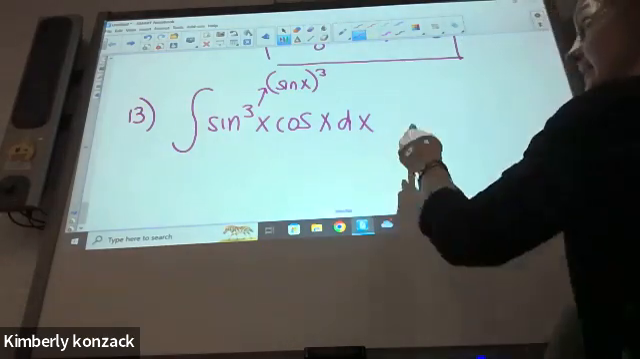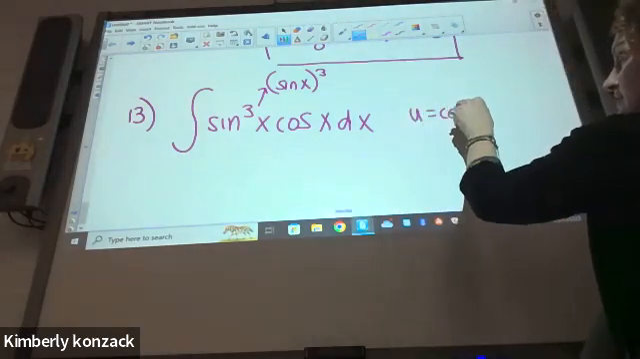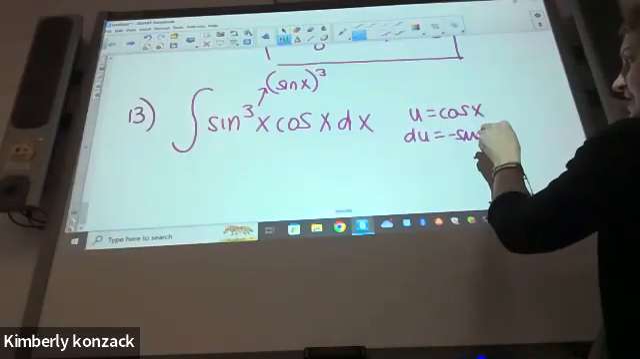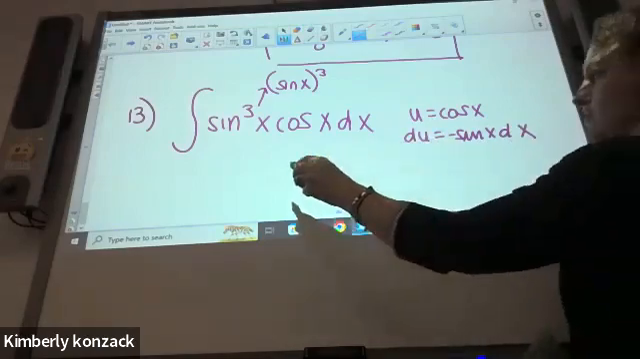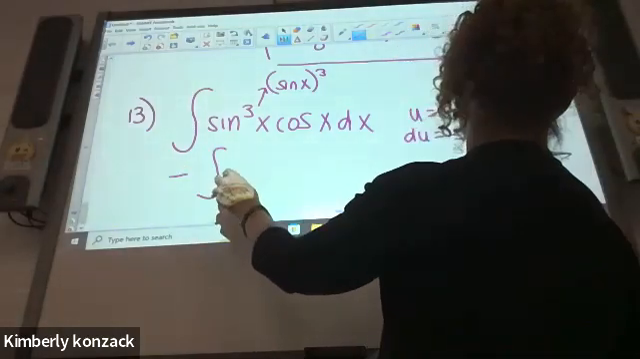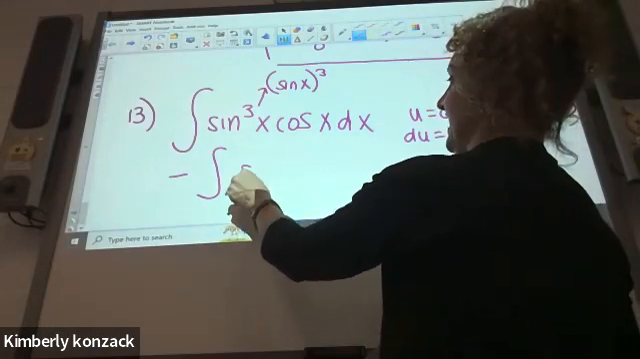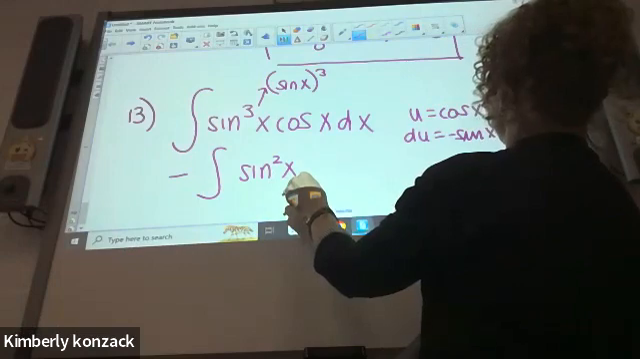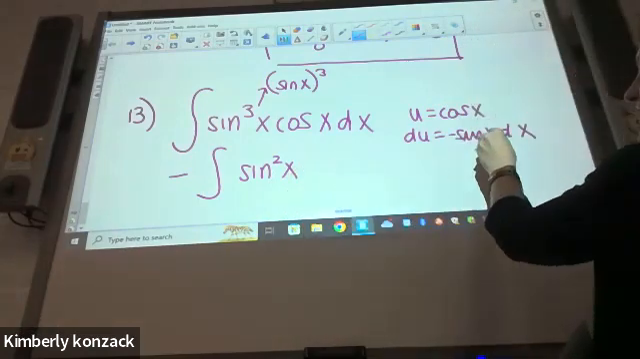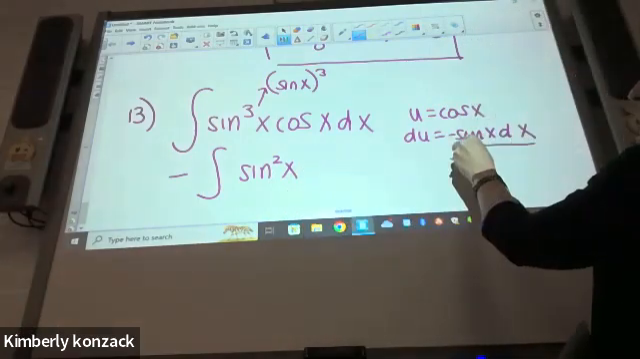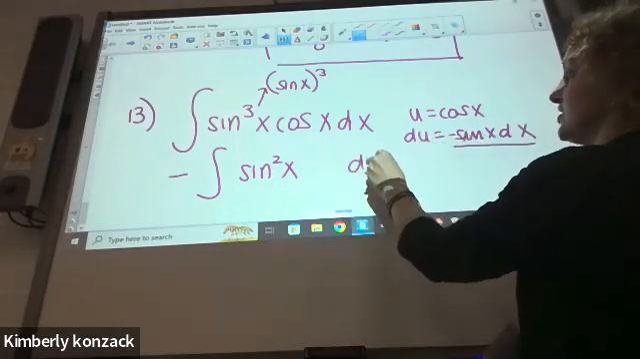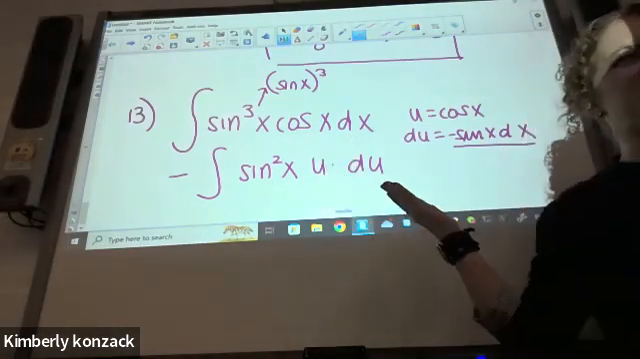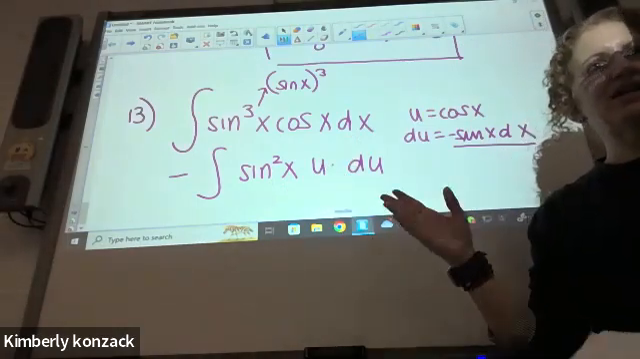Well, you could try it. If you let u equal cosine x, then du would equal negative sine x dx. I'm still going to have sine squared x left, and my one sine x dx is going to become du. Cosine x is going to become u, and I'm still going to be left with a mess. So you don't want to do that.